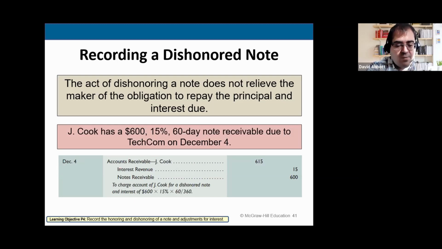To illustrate, assume that J. Cook dishonors the note shown above at maturity. The journal entry to record the dishonoring of the note is shown. And so that means that she didn't pay it. This is what we would have to do. We would have to debit the accounts receivable, J. Cook, for $615. And then we would credit the interest revenue to show the interest that should have been paid. And then we will credit the notes receivable to clear the note from the notes receivable account.